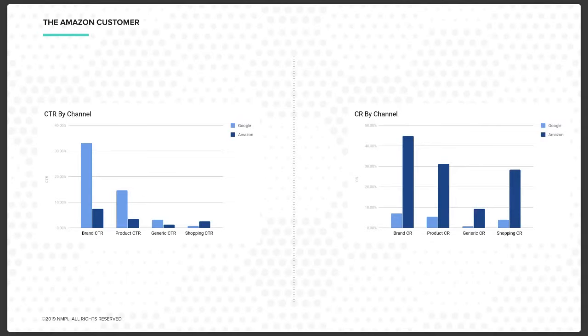So what does this tell us? It tells us that users on Amazon really want to buy something. Again, it's that preconception of purchase mindset.